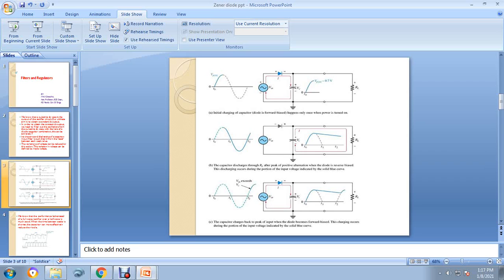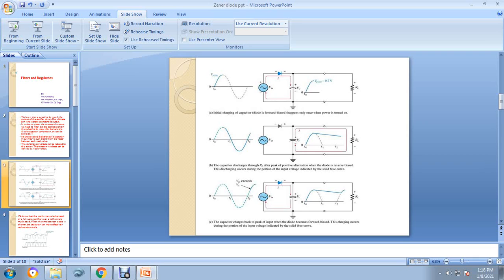Next, the capacitor discharges through the load resistor after the peak of the positive alternation. When the negative half cycle is given, after the peak, the diode will be reverse biased. When the diode is reverse biased, the capacitor stays at that voltage only, staying in that position.